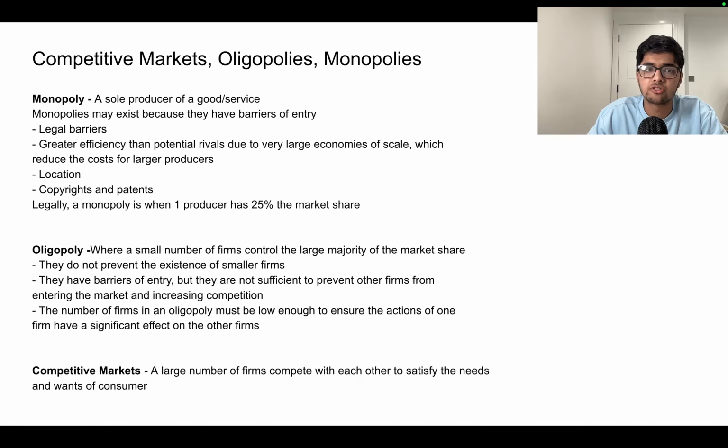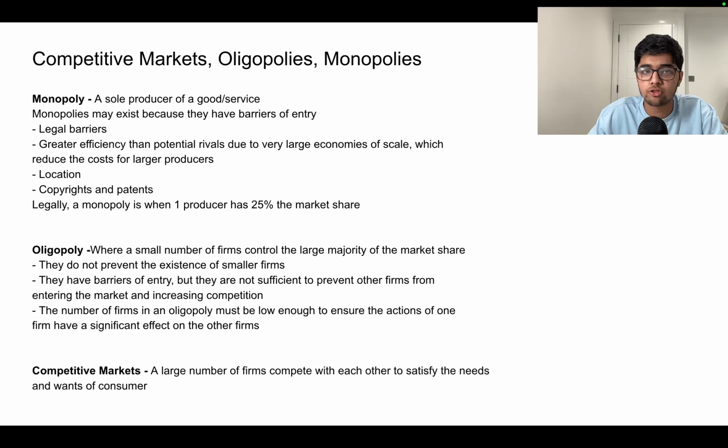Now, we need to know about competitive markets, oligopolies, and monopolies. A monopoly is a sole producer of a good or service. Monopolies may exist because they have barriers to entry. These include legal barriers. For example, for a long time, only Royal Mail was allowed to deliver mail to your house. There could be greater efficiency than potential rivals due to very large economies of scale, which reduce costs for larger producers. It could be due to location or copyrights and patents. Legally, a monopoly is when one producer has 25% of the market share.